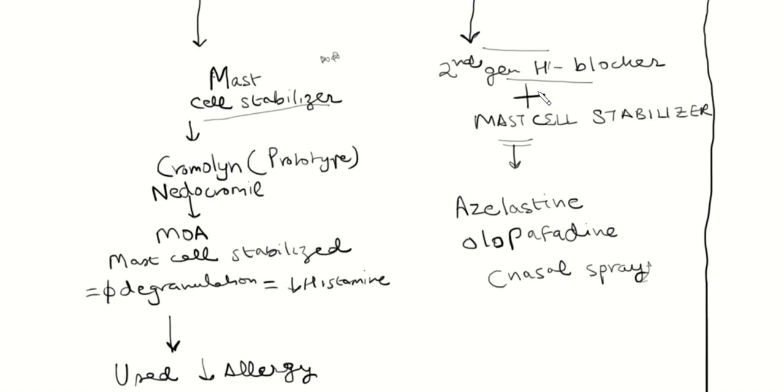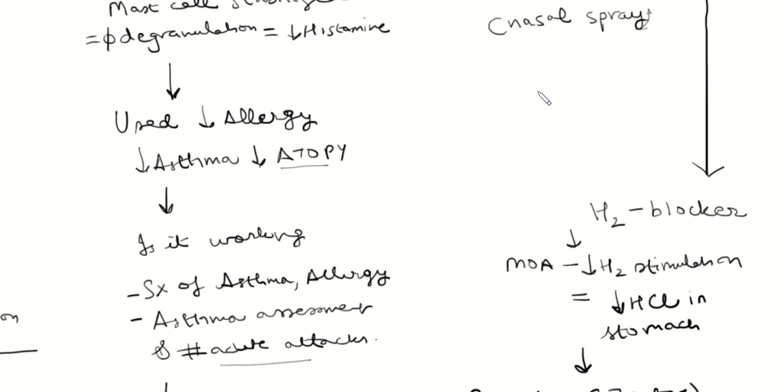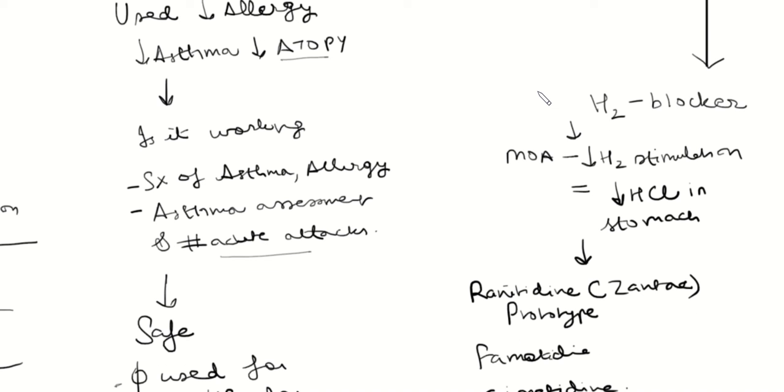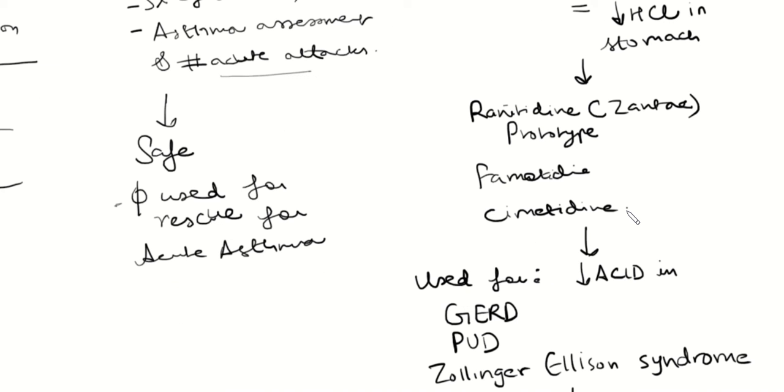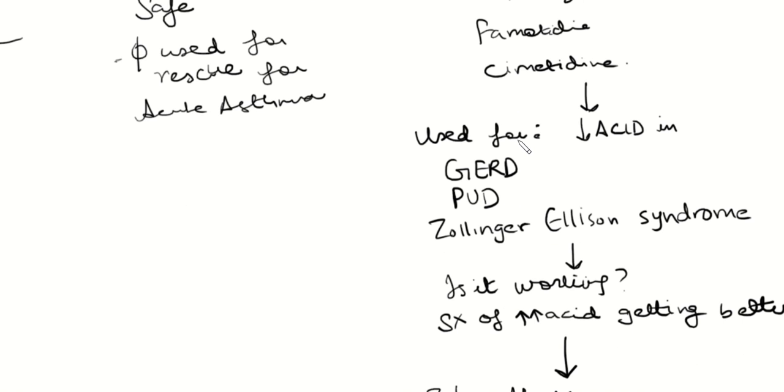Okay. Last but not the least is the H2 receptor blocker. So let's talk about that. How do they work? We've talked about it. They prevent H2 stimulation and thus decrease the hydrochloric acid in the stomach. Drugs, ranitidine, famotidine, cimetidine. Ranitidine or Zantac would be the prototype drug used to decrease acid.